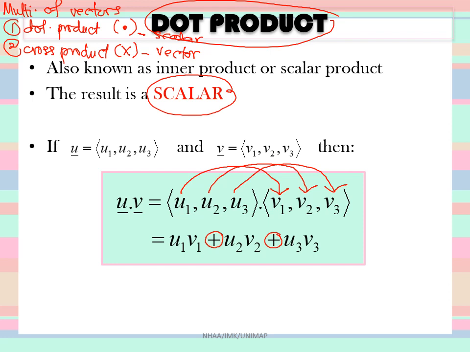Alright. So let us look at why do we get a scalar for dot product. Why didn't we get a vector?